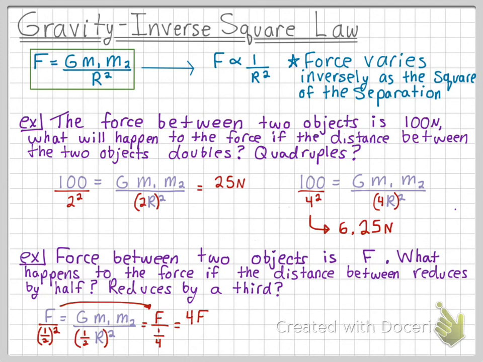So let's do one quick last problem. We want to see what the force will be if the object separation reduces to 1/3 of its original value. So we have our original equation here. We are reducing r by 1/3, so we must put a 1/3 squared in the denominator of the left-hand side. And then once we work through all of this math, we see that the force is now 9F.